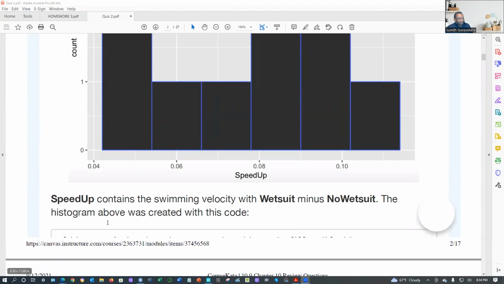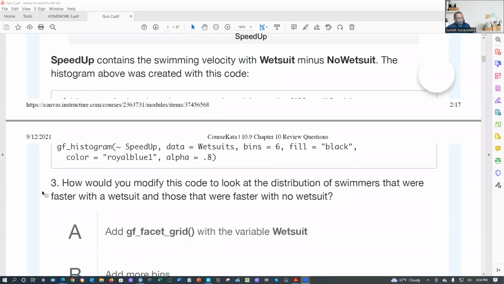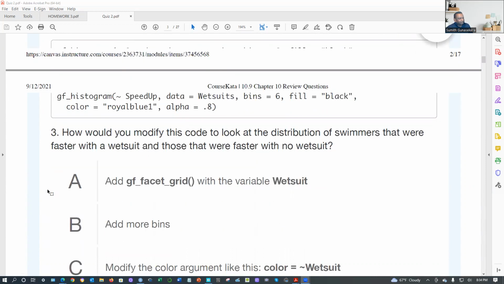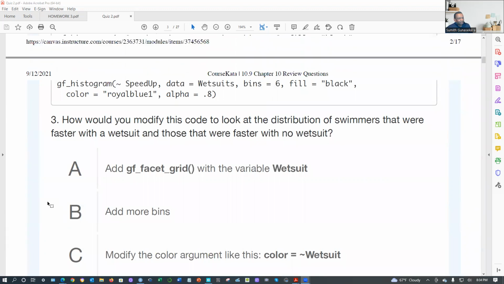We saw that one. The histogram above was created with this code. How would you modify this code to look at the distribution of swimmers that were faster with the wetsuit and those that were faster with no wetsuit? What are you going to do? I'm looking for another distribution of those that were faster with the wetsuit and those that were faster without it.